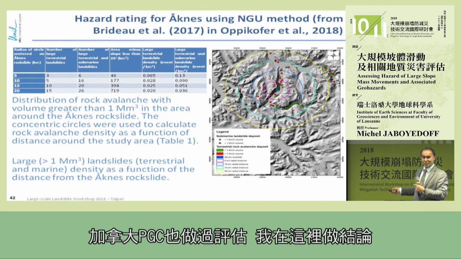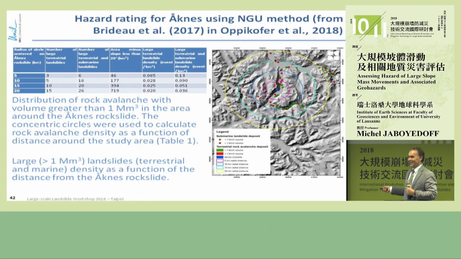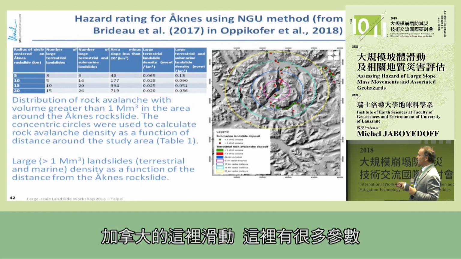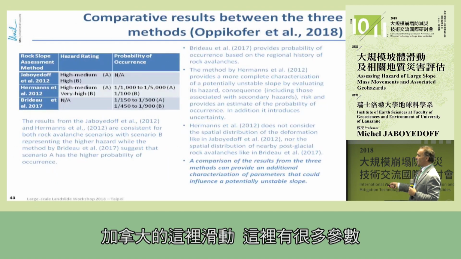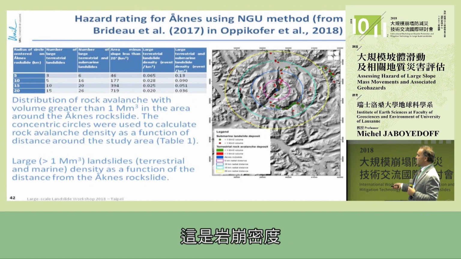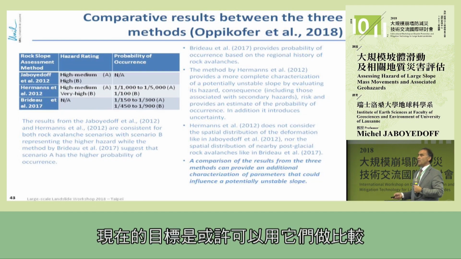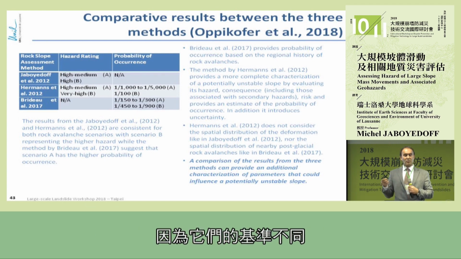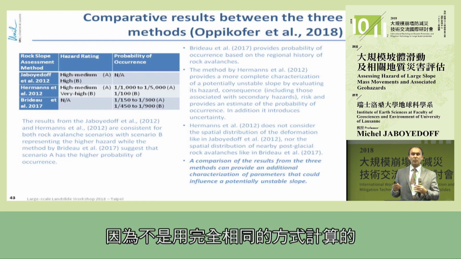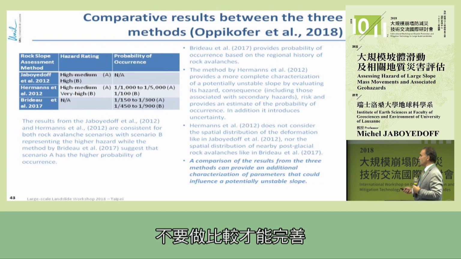And I go to the conclusion, BGC in Canada, where they use a lot of parameters. Here it's the density of rock slides. And so the summary is that we get very similar results, but the goal now is maybe to compare them, because they are not on the same basis, as it's not exactly the same way to calculate. To compare them would be a good learning exercise.